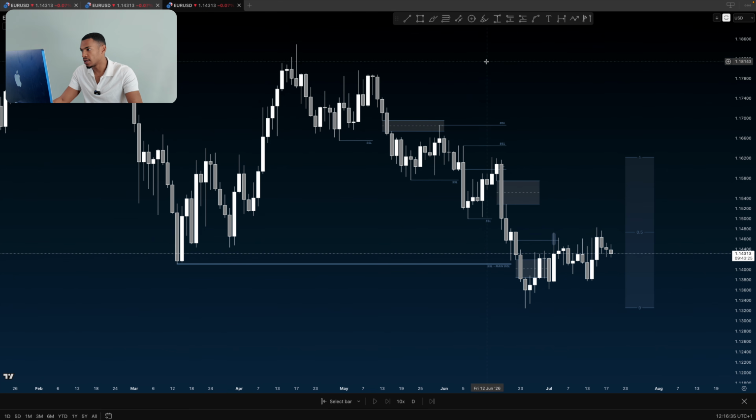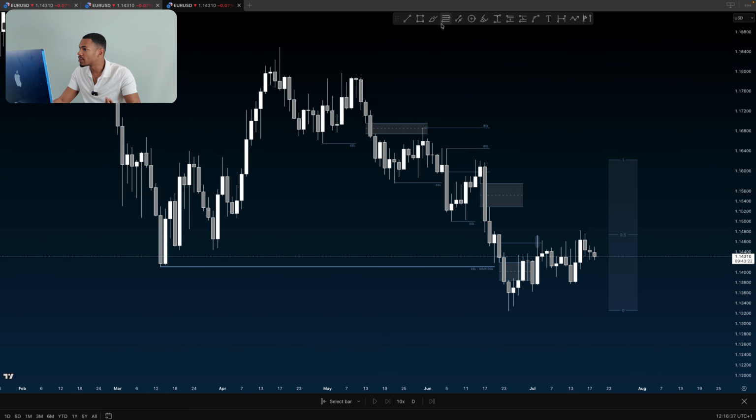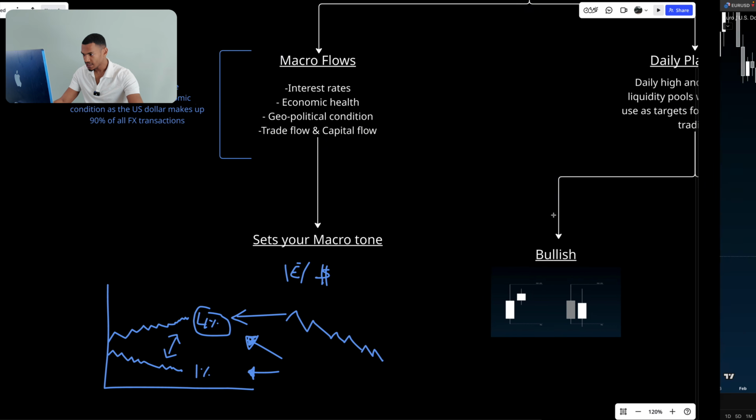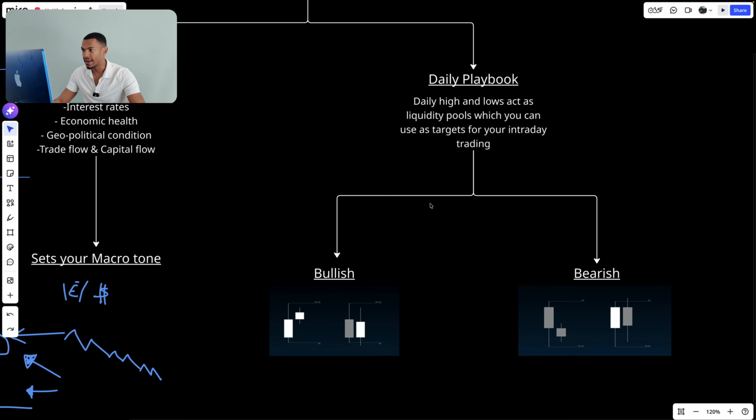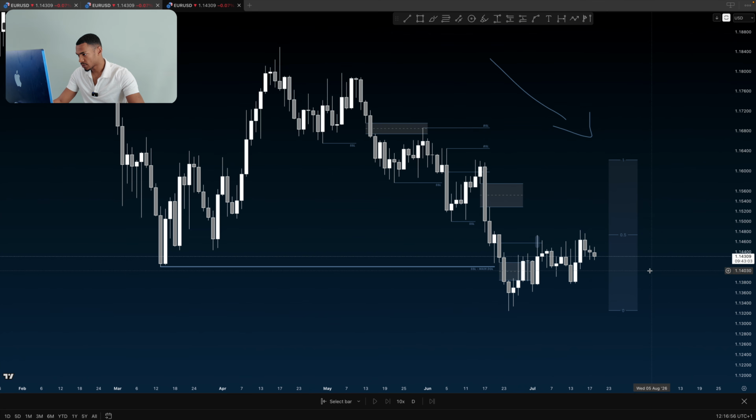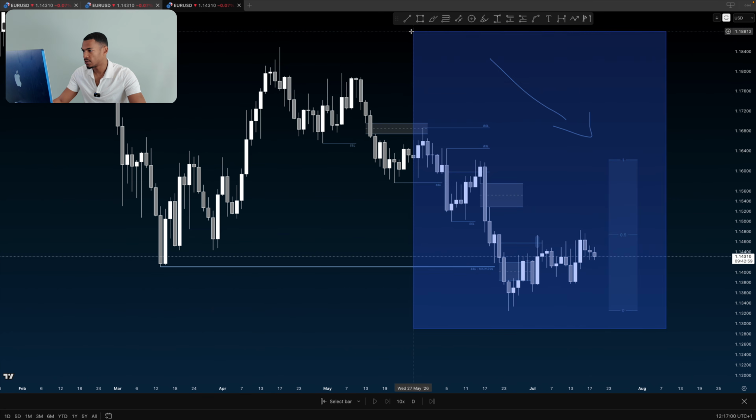If your view on the market is that the dollar should be appreciating against the euro, meaning that euro dollar should move lower, we want to be trading in line with that, and we're lining up our technicals with that. Make sense? Now that we understand that, we can move over to our daily playbook. So how do I want to go about doing this? I'm going to delete all of this.